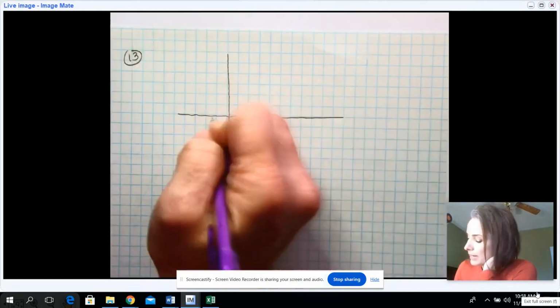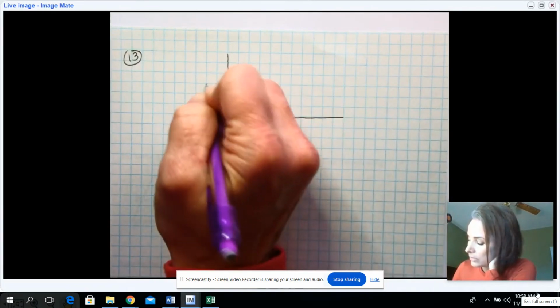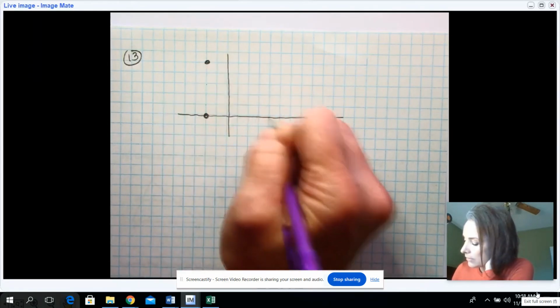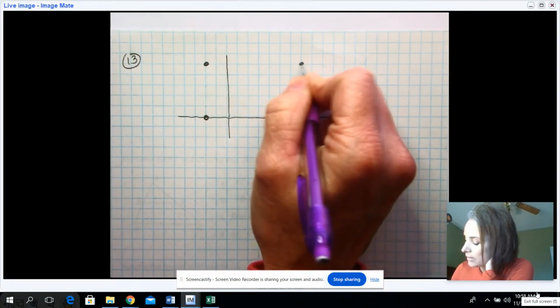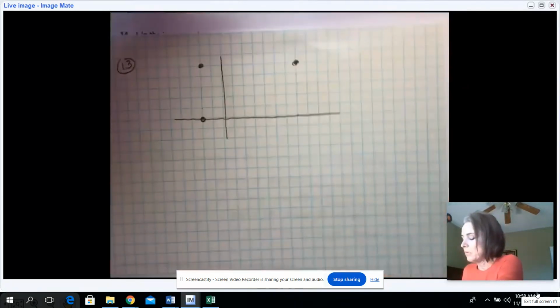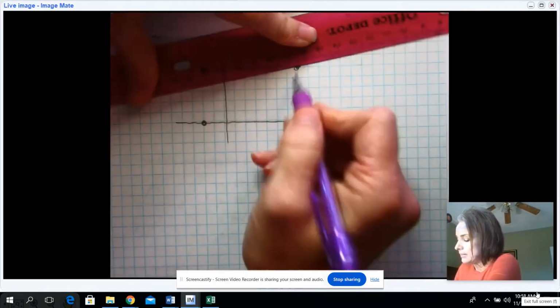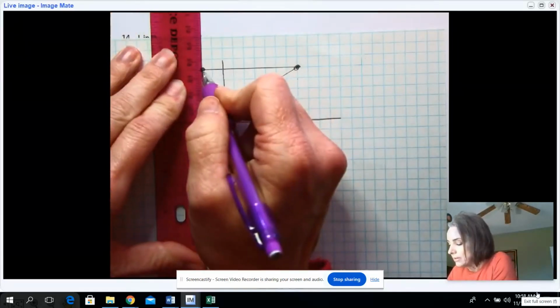So we're going to graph -2, 0; -2, 5; 1, 2, 3, 4, 5, and then 7, 5; 1, 2, 3, 4, 5, 6, 7, and then 1, 2, 3, 4, 5. So what you see, or hopefully you see, is they form a right triangle.